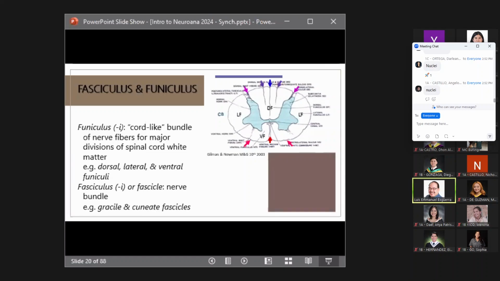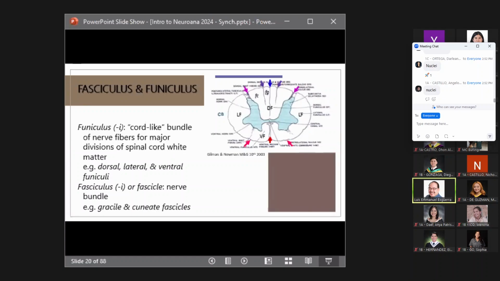So how does it divide the dorsal funiculi? You have a medially located fasciculus gracilis, or gracile fascicle, and the laterally located fasciculus cuneatus, or cuneate fascicle. So the term fascicle basically refers to a nerve bundle in the central nervous system. And it is used also for other nerve bundles in the brainstem and spinal cord, like the medial longitudinal fasciculus. So you will see that later when you're studying neuroanatomy.